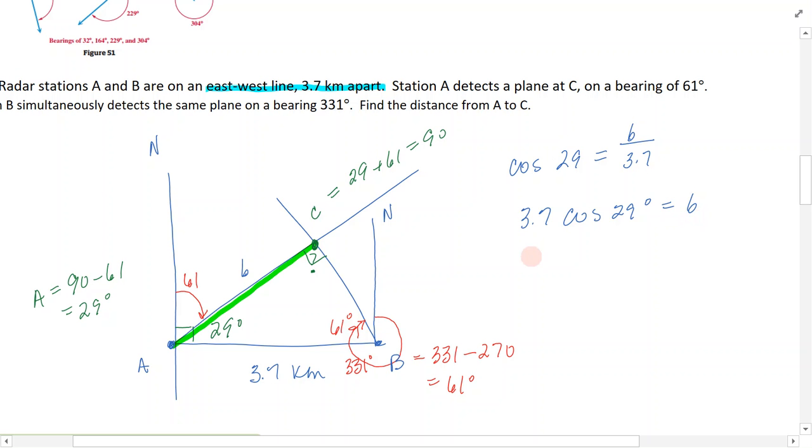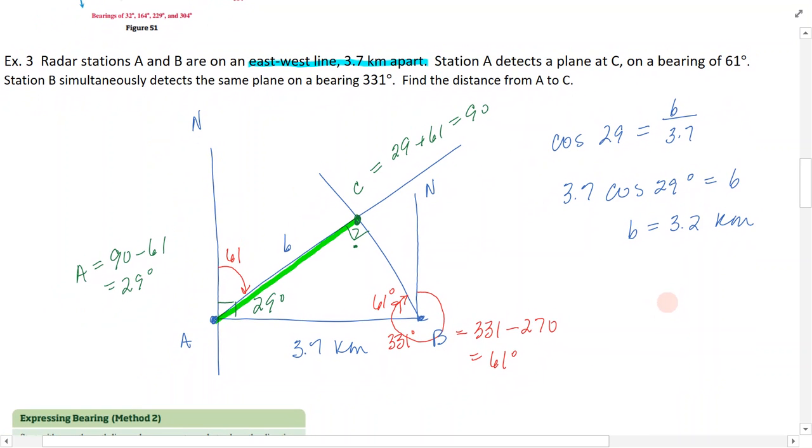And when I do that in my calculator, making sure that it's set to degree mode, I find out that B is equal to 3.2 kilometers. And that's how I identified this side right here. Now keep in mind that I probably could have used sine. Sine would have been using angle 61, where I would have used opposite over hypotenuse to find the same measurement. And this is how we would go about using this first method of bearing.